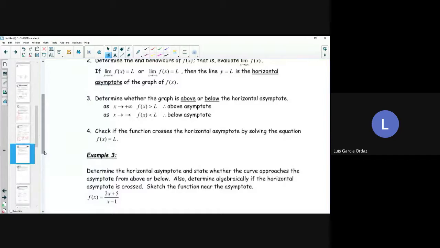So now to determine whether the graph is above or below the horizontal asymptote, I'm introduced to this idea that as x approaches positive infinity, if f of x is greater than L, that means above the asymptote. And as x approaches negative infinity, if f of x is less than L, then it is below the asymptote. So we'll get into an example where we have to show that.